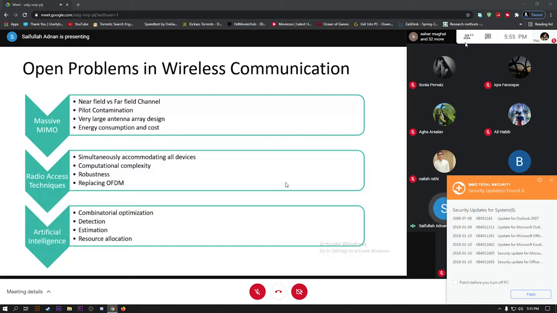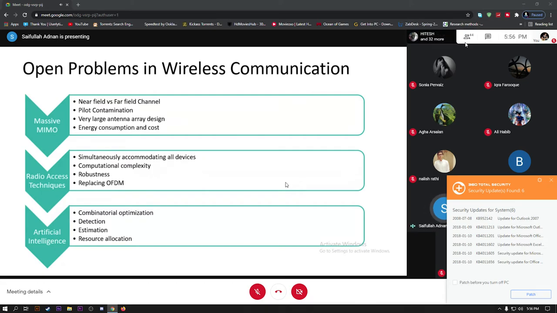Another important factor is radio access technique. Like I discussed, there are numerous radio access technologies, like FDMA, OFDMA, spatial modulation. The first open problem is simultaneously accommodating our devices. How can we accommodate all devices at the same time? Because sometimes if the number of users increases, calls are interrupted. In other words, how can we reduce the interference between the users? So someone can work on interference reduction between the users or interference reduction between the cells.